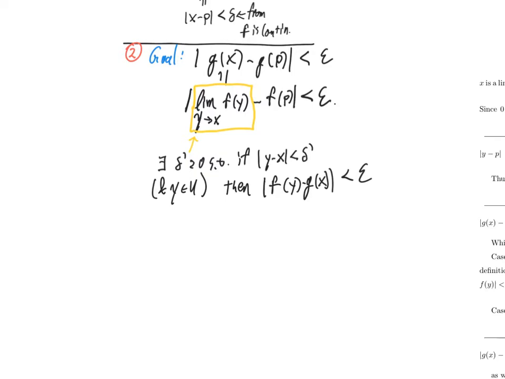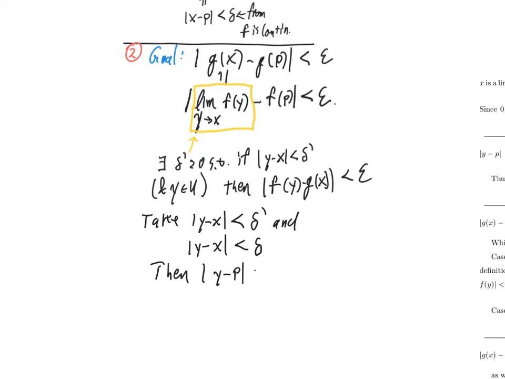So let's try to do that. Right now, let's take absolute value of y minus x less than delta prime, and absolute value of y minus x less than, I don't know, delta. Then what will I have? I'll have absolute value of y minus p less than or equal to absolute value of y minus x plus the absolute value of x minus p, the triangle inequality, less than delta plus delta, which is 2 delta, which isn't what I want, but that tells me what I need to fix.